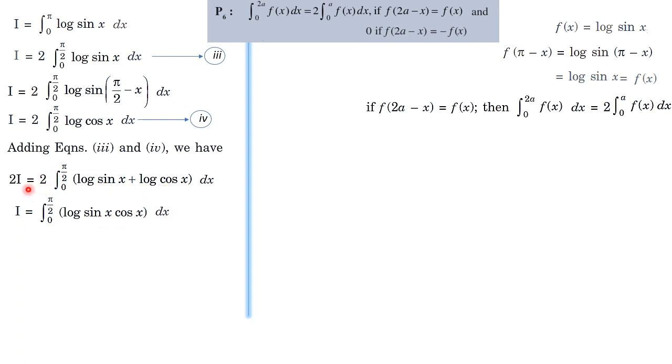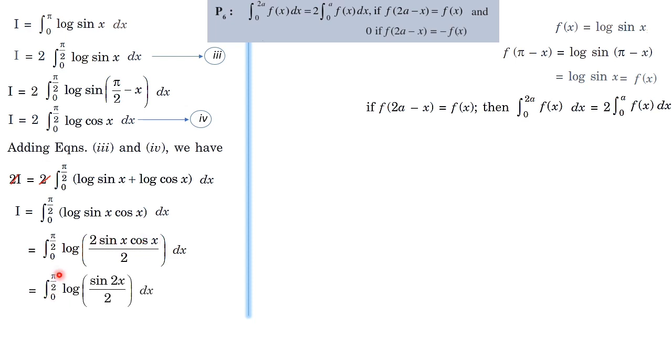Here there is a 2, and here also there is a 2. On the right hand side and left hand side, both we can cancel them. So I is equal to integral 0 to pi by 2 log sin x cos x dx. Then this is in the form 2 sin theta cos theta, the sin 2 theta form. So what we need is a 2 here. So just put 2 here and divide by another 2 in the denominator. So 0 to pi by 2 log (2 sin x cos x divided by 2) dx. We know that 2 sin x cos x is sin 2x. So 0 to pi by 2 log (sin 2x by 2) dx.